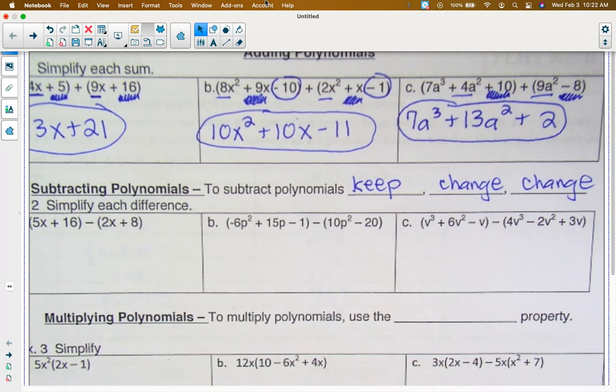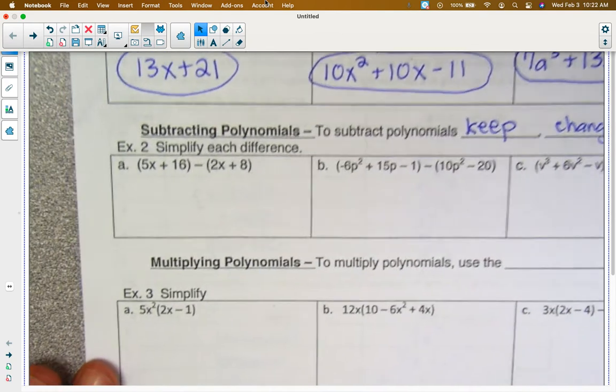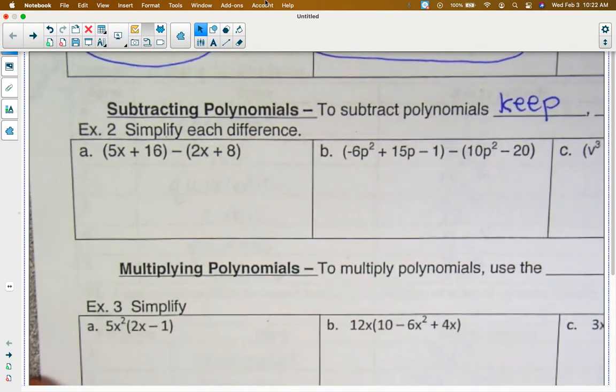So keep, change, change. This is because a lot of students mess up on their signs, like positives and negatives. You forget to distribute. You forget a negative is a positive. So if you keep, change, change, it'll make your problem a little easier to manage, which is what we're all about, right? So let's go through and do some subtracting examples.